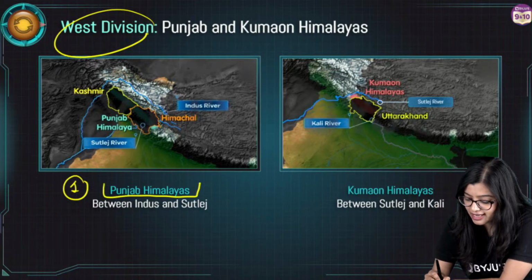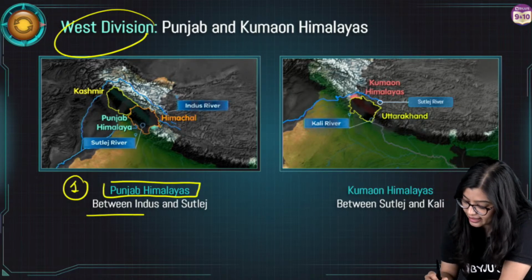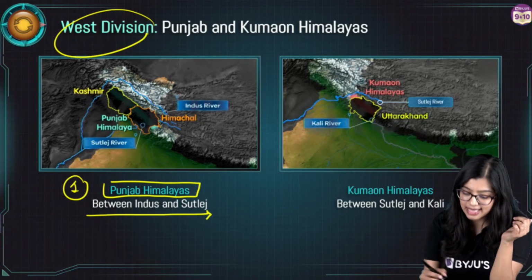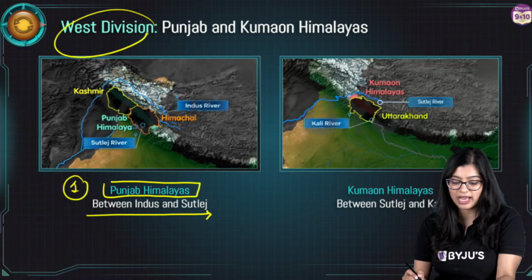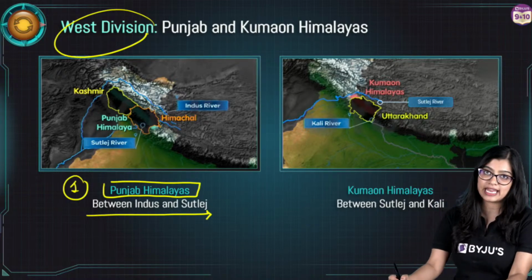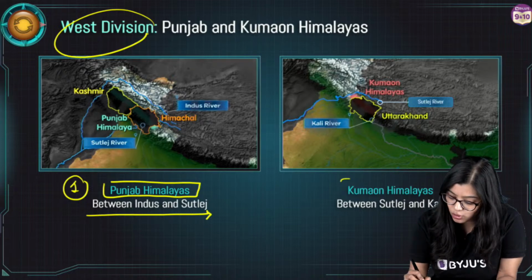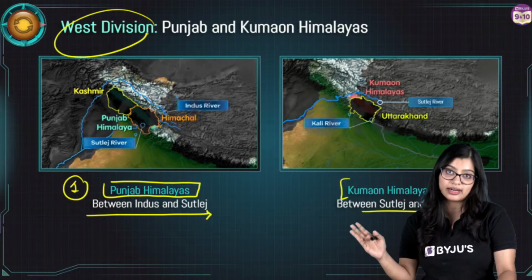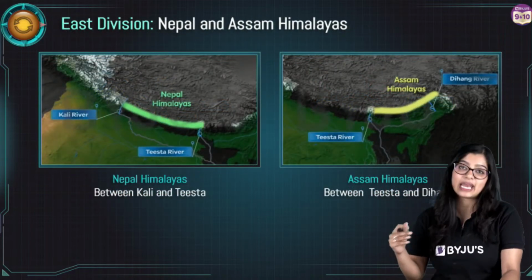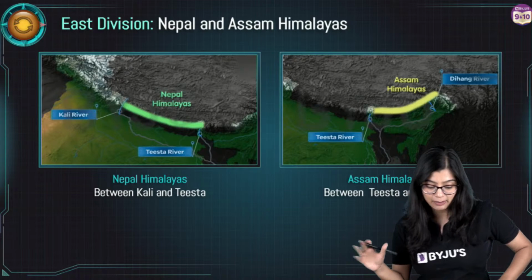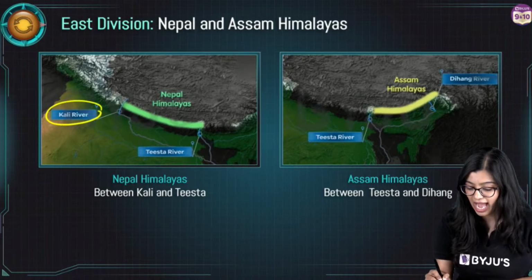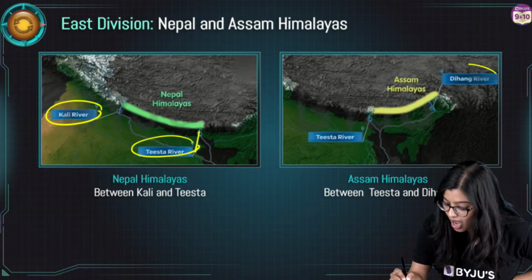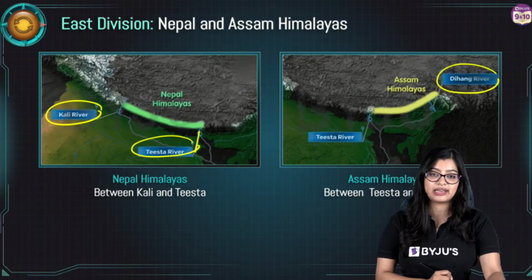So Punjab Himalayas that are there are mainly between the Indus River and the Satluj River, right? Also called the Kashmir Himalayas because a part of it lies in Kashmir as well. And of course, we know that a portion of it is there in Himachal region. Next, we have the Kumaon Himalayas, which is there between Satluj and Kali River, mainly in the Uttarakhand region. Next up, we have the Nepal Himalayas. We know that it mainly lies in the Nepal region that is there between Kali River and Teesta River, right? And then from Teesta River all the way till the Dihang River, we have the Assam Himalayas.